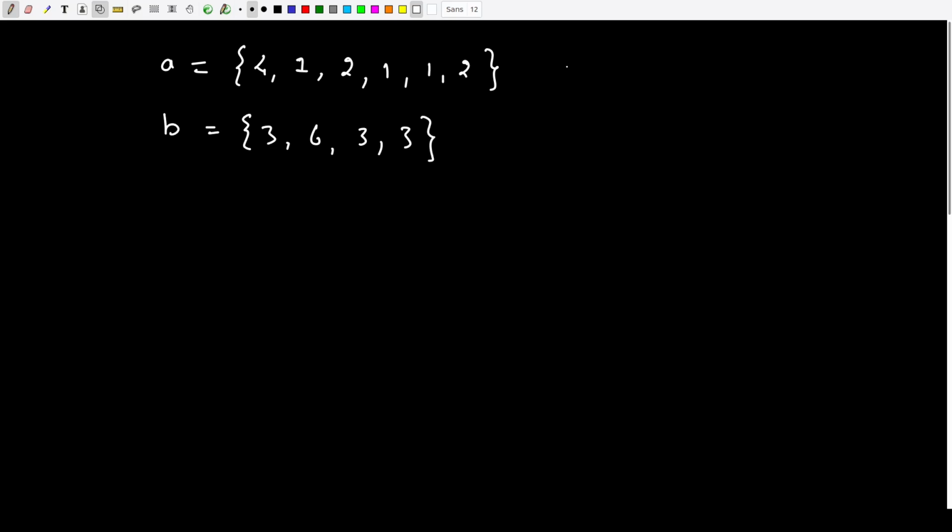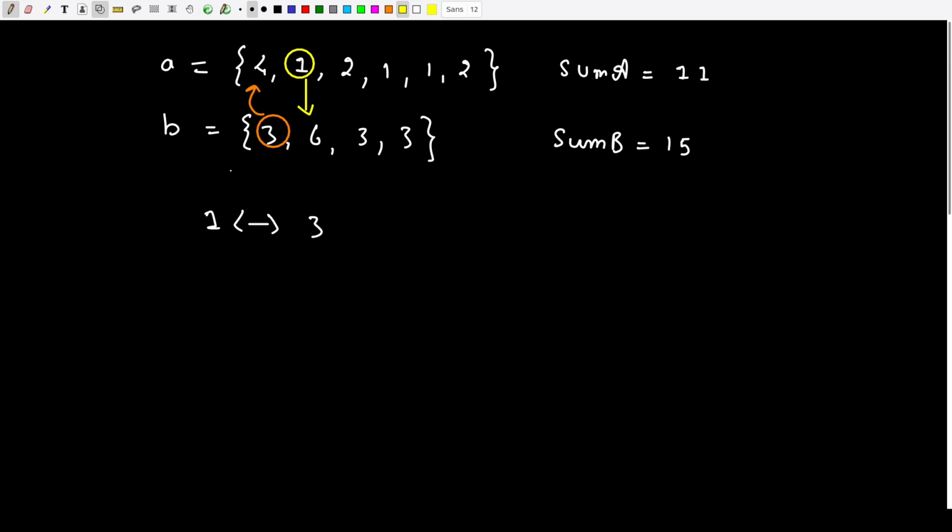Now as you can see, the sum of array A is equal to 11 and the sum of array B is equal to 50. Now if you want the sum of arrays A and B to be equal, then that can be done by swapping 1 and 3. So we are going to take the element 3 from array B and put it in array A. Similarly, we can take element 1 from array A and put it over here.